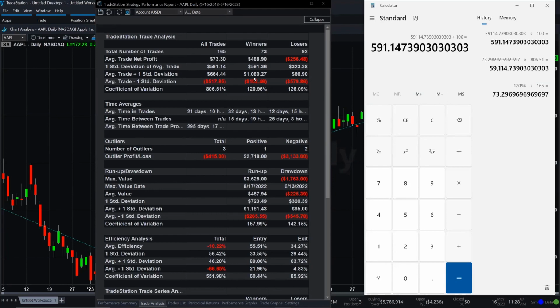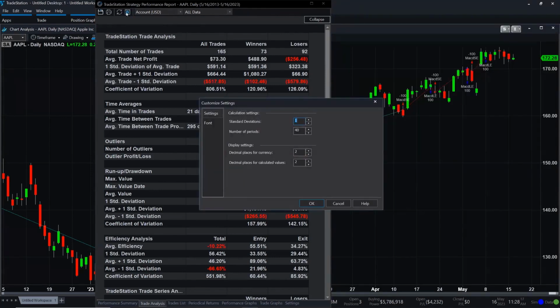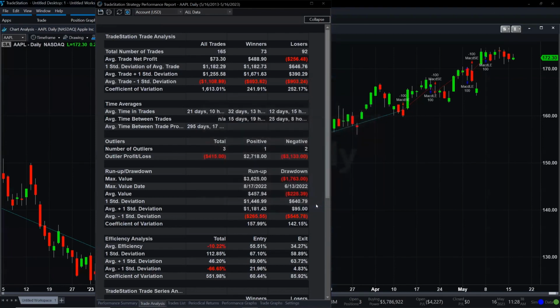If you wanted to modify the standard deviations used in these calculations, just go to this little button that says Customize Settings. I'm going to click there. And in the Settings tab, you can change the standard deviations. Notice what happens if I increase this number to 2. Based on the standard deviation percentages, this means that I'm increasing my population of analysis from 68% to 95%. I'm going to click OK and take a look at how these numbers change.